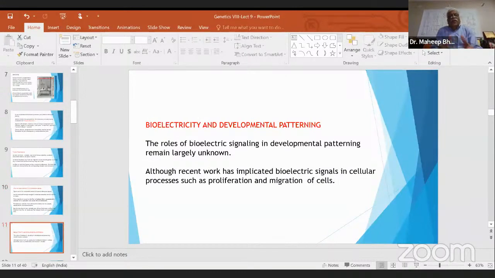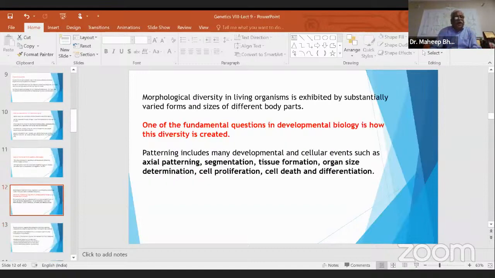Well, what happens with development, and how is bioelectricity connected with this? The role of bioelectric signaling in developmental patterning still remains largely unknown. It is not fully explained, but still we can understand it. Although recent work has implicated bioelectric signals in cellular processes such as proliferation and migration of cells. Now remember this term, proliferation and migration of cells, because I'm going to explain how it is happening.